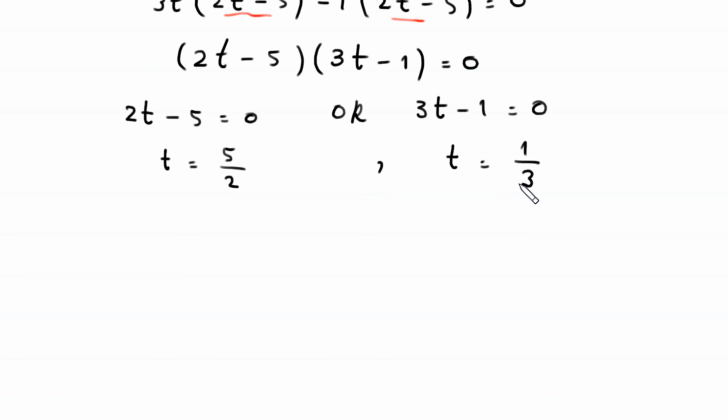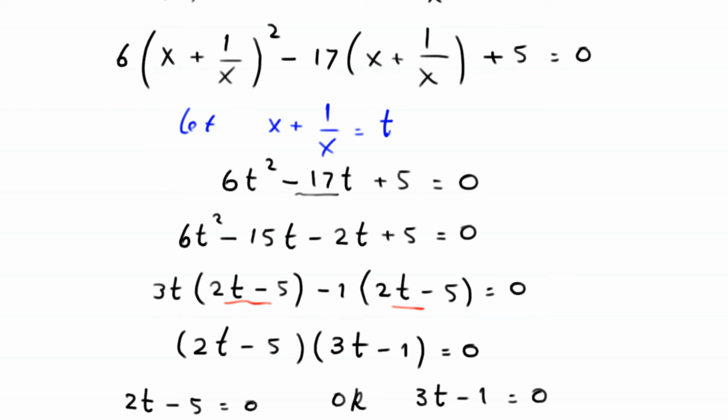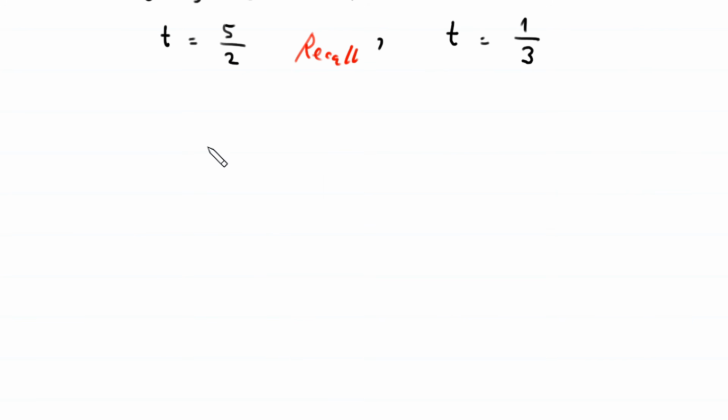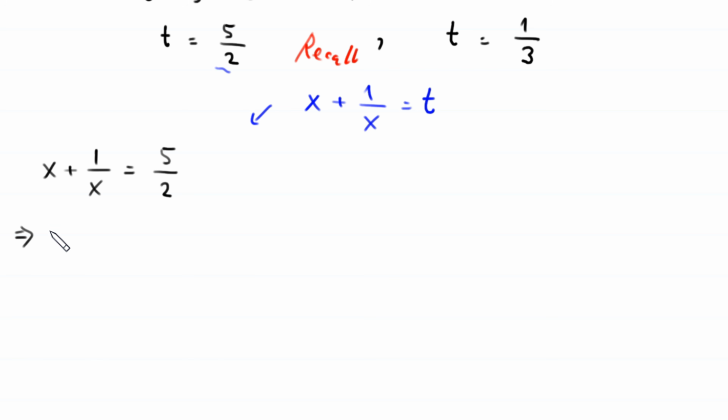And to find the values of x, recall that we have supposed that x plus 1 over x equal to t. So when t is 5 over 2, then this will become x plus 1 over x equal to 5 over 2. If we multiply both sides by 2 times x, this implies that 2x squared plus 2 equal to 5x.